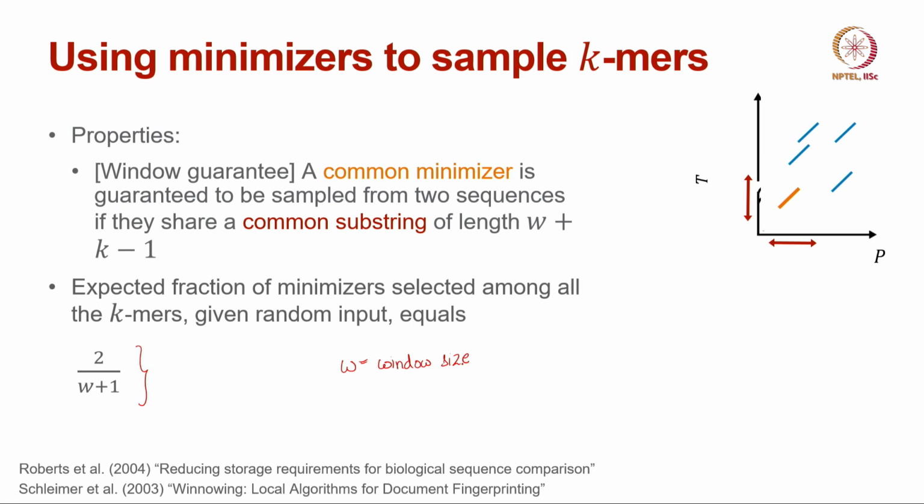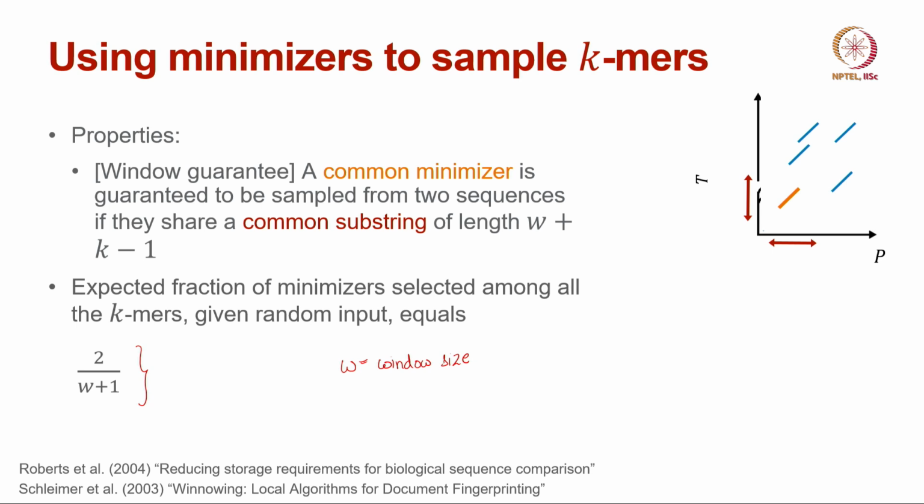So, the longer your window length is, the fewer minimizers you will pick. The expected fraction of minimizers sampled is inversely proportional to the window length. Now, why is that the case? Well, we will have to prove mathematically why this is true.